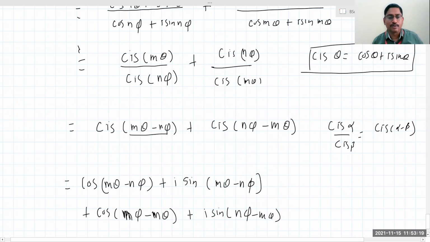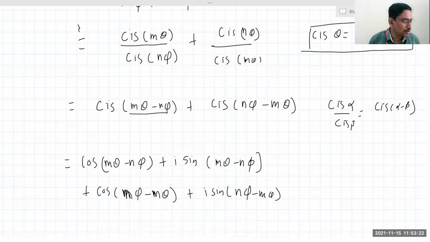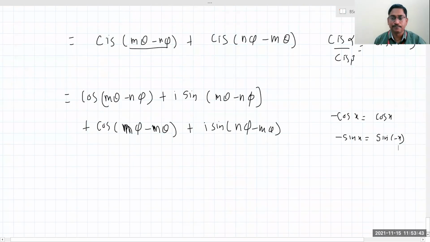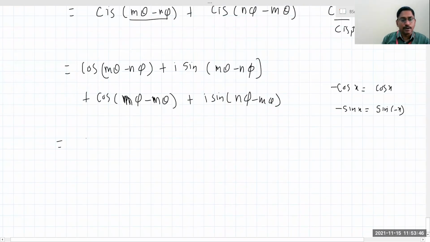So the minus sign I can take common, and I can make all the terms the same. So what terms do we have to write here? m theta first, so I will change the second term. We know that cos of minus x is cos of x, and sine of minus x is minus sine of x. So the first part I'm not going to change anything. M theta minus n phi I'll keep as it is, i times sine of m theta minus n phi.